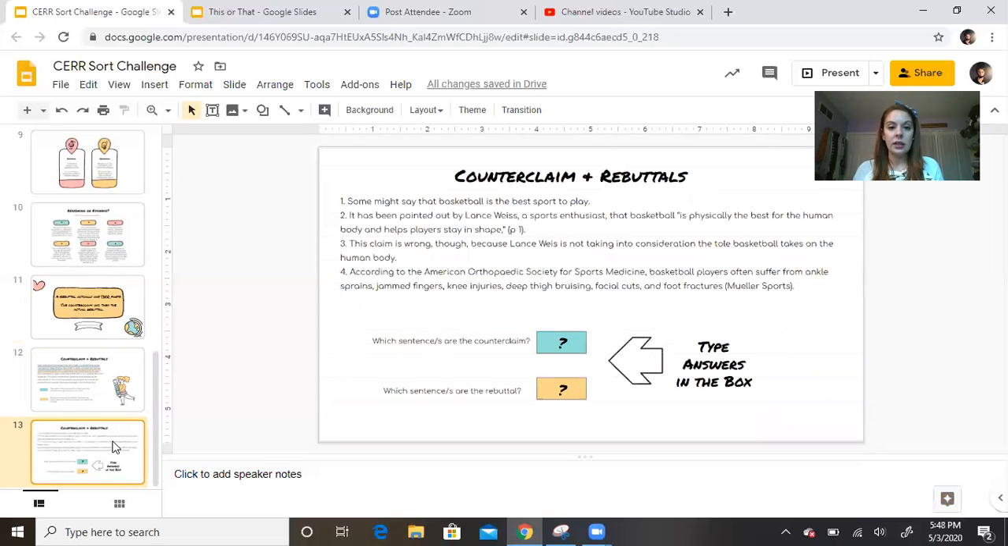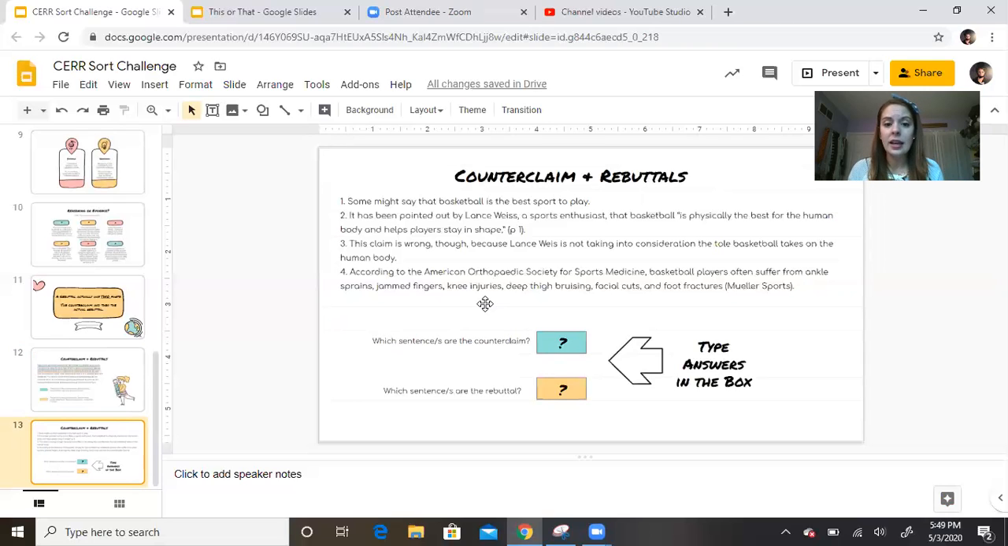All right. So when you go to slide 13, you have a little paragraph here, and it's broken into sentences. Some might say that basketball is the best sport to play. It has been pointed out by Lance West, a sports enthusiast, that basketball is physically the best for the human body and helps players stay in shape. This claim is wrong, though, because Lance West is not taking into consideration the toll basketball takes on the human body. According to the American Orthopedic Society for Sports Medicine, basketball players often suffer from ankle sprains, jammed fingers, knee injuries, deep thigh bruisings, facial cuts, and foot fractures from all their sports.